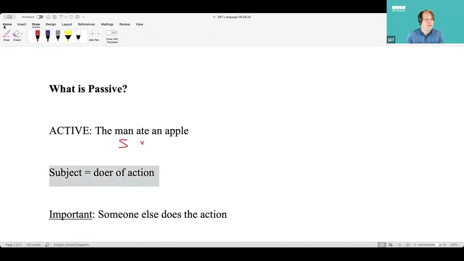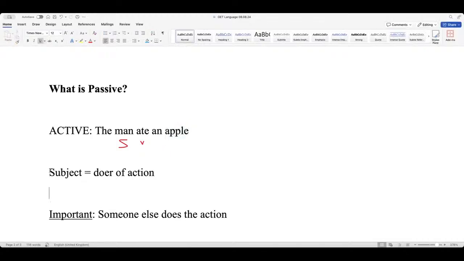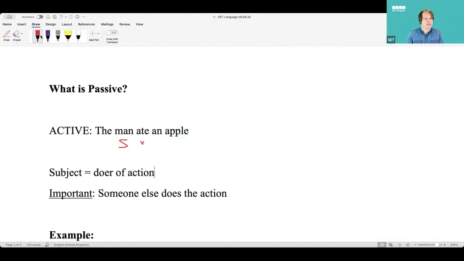So to make passive, well, wait a second. What's this apple thing here? Can anyone tell me? Object. This is called the object.